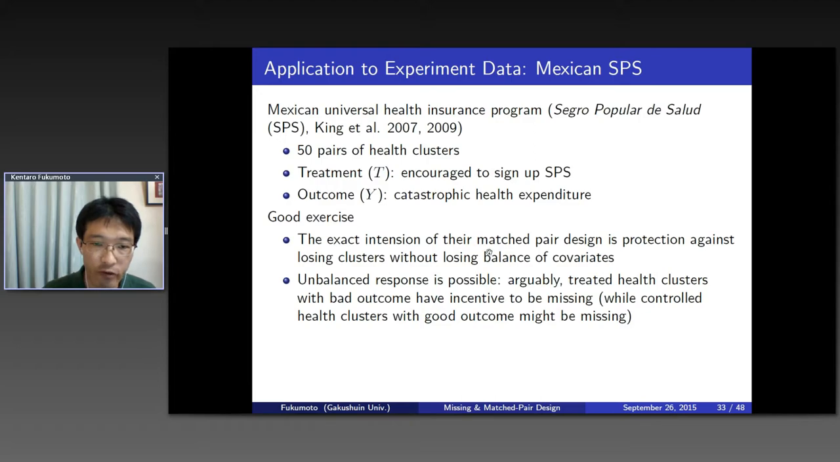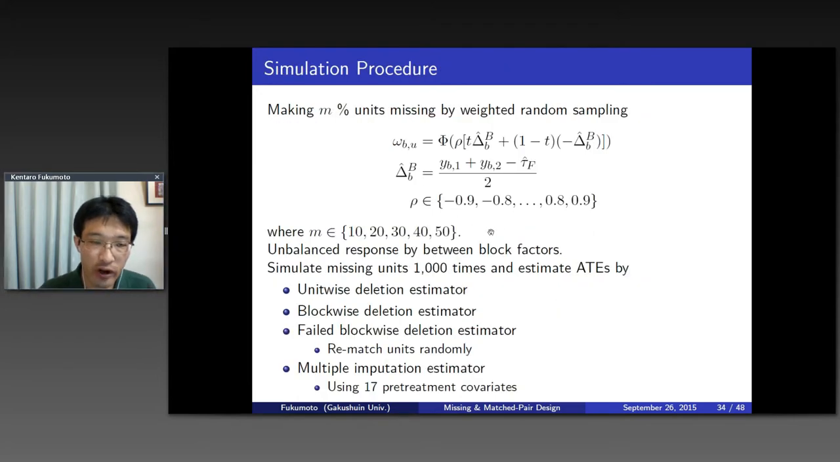Also, unbalanced response is possible. Arguably, treated health clusters with bad outcome have incentive to be missing, while control health clusters with good outcome might be missing. Fortunately for them, they can observe all units. So here, by simulation, I make n% of units missing by weighted random sampling. So the weight is calculated this way.